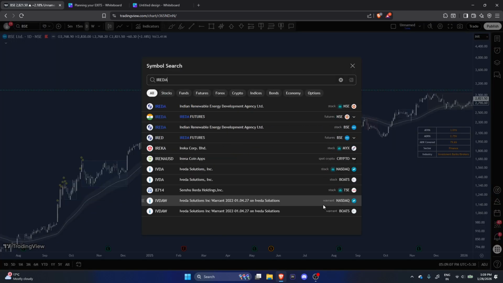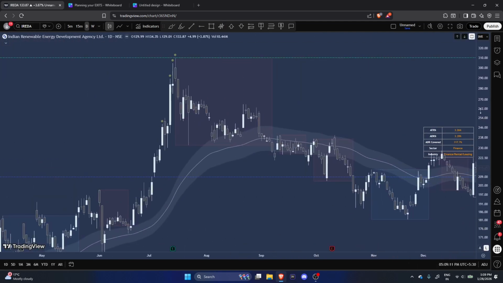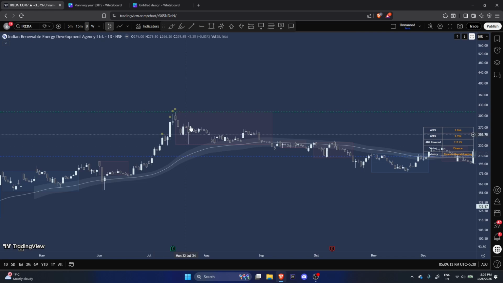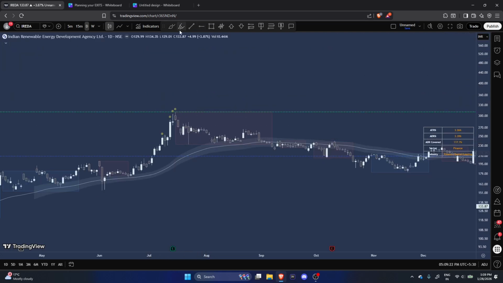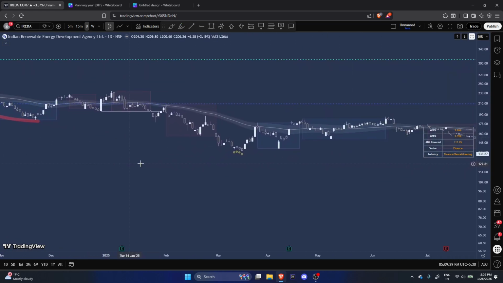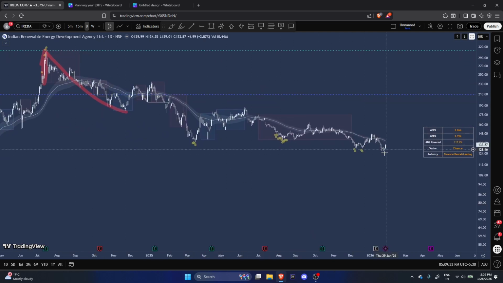Let's take IREDA for example. These bubbles are telling me the price is extended, coupled with very high volume. So this particular candle is a buying climax. That's why the price is coming down. To date it has not recovered much. Same thing you can use for the opposite side also.